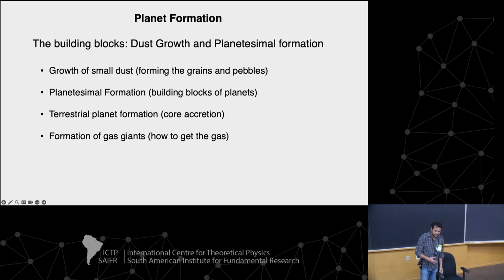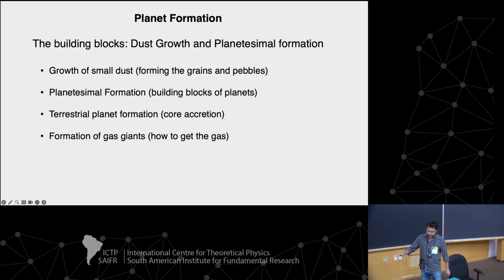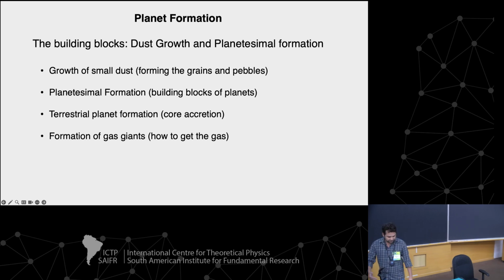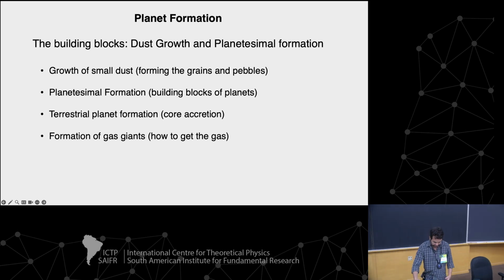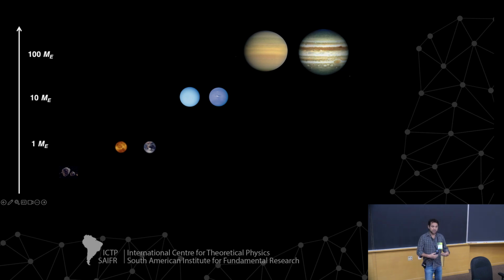So we have the building blocks. We have this disk of gas and dust. We have the dust grains. And somehow, we have to use these dust grains to form the planets, right? So let's go by steps here. Let's consider first that small dust and how it will grow to form these first building blocks, these planetesimals, and then from that to form the planets.